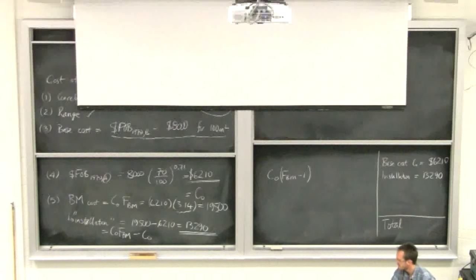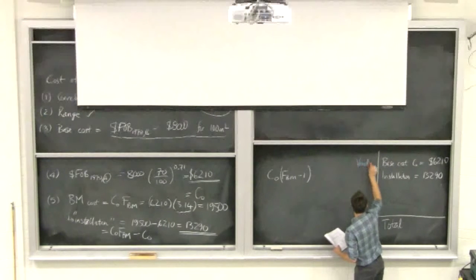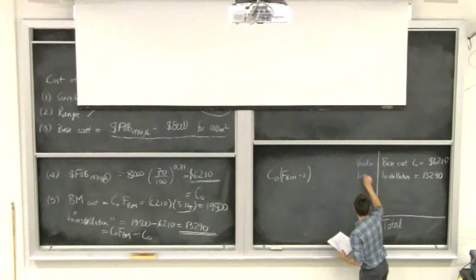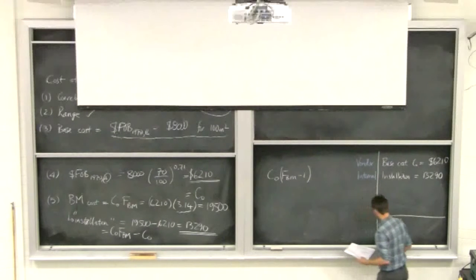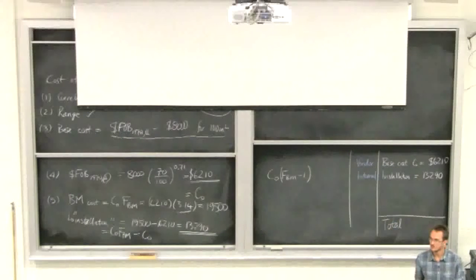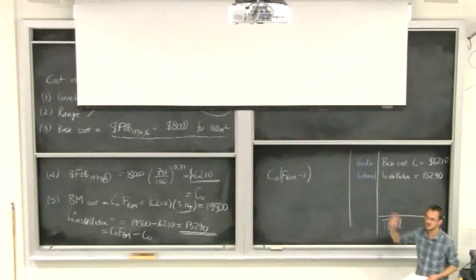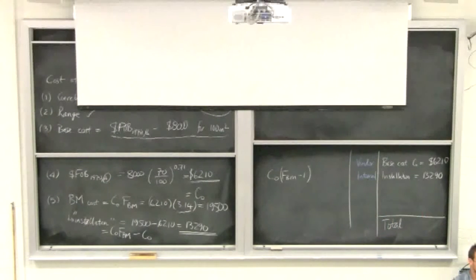So one way to write that is, maybe the base cost, this money goes to the vendor, and this money is internal. You're still paying them. The point is that it's not going to the vendor. I'm emphasizing, what money do you pay to your supplier versus what money do you pay other people?